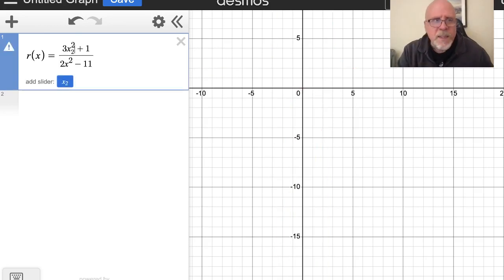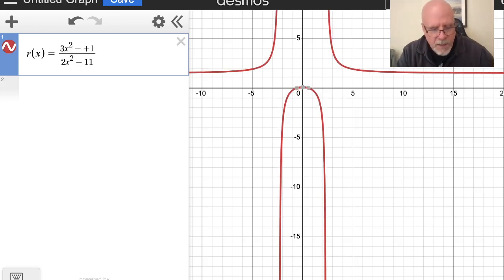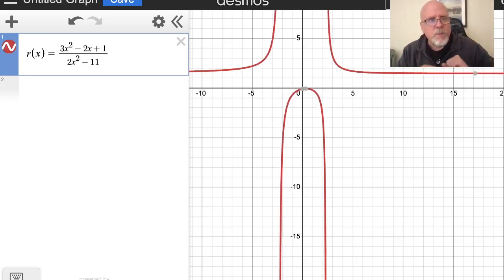Type, what the heck? Minus? Okay. I think I was holding shift while I hit that. That's what it's supposed to look like.